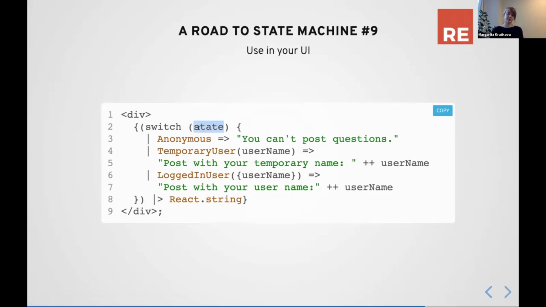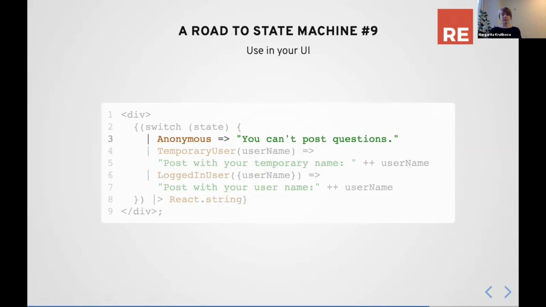You pattern match on your state, and depending on the value, you decide what you're going to show to your user. Like in this case, we want to give the user some hints on whether he can post questions or not. So in case of anonymous, you can't do that. Temporary user, you can specify what username, and there's going to be the temporary username. In case of logged in user, it's going to be logged in user's username. So this pattern, I think, is really elegant here.